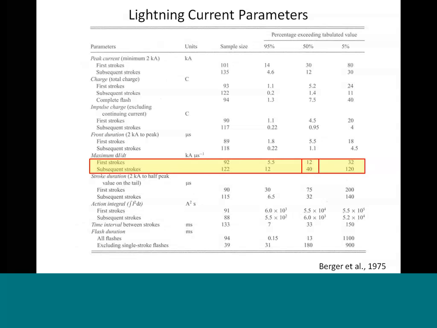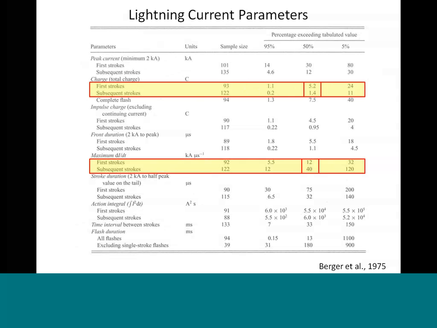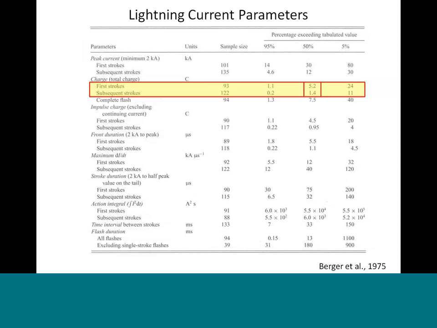For the first return stroke it is 12, and for subsequent return strokes it is 14. So if you want to see the radiation effect, which is usually measured by the derivative of the current over time, we see that subsequent return strokes can be more dangerous than first return strokes. And if we are worried about the direct effect, charge transfer, for the first return stroke it is 5.2 coulombs on average, and for subsequent return strokes on the order of 1 coulomb.